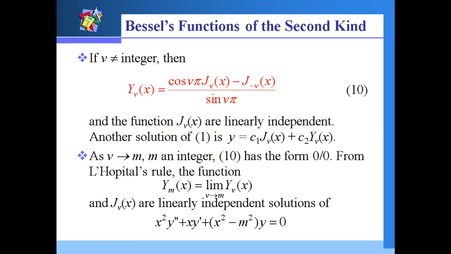Previously we learned this on the first page. So here I write y is equal to c1 J v of x plus c2 Y v of x, as v implies m, where m is an integer. The expression has the form 0 by 0, so we use L'Hospital's rule. The function Y m of x is equal to the limit as v goes to m of Y v of x, and J m of x are linearly independent solutions of x square y double prime plus x y prime plus x square minus m square y is equal to 0.